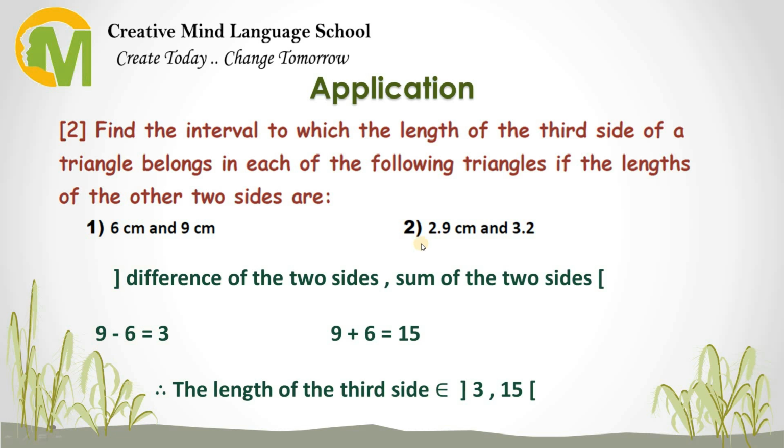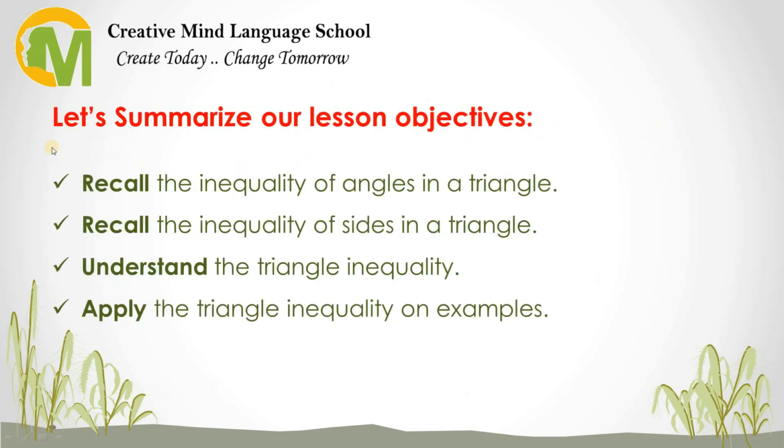Moving on to the second example, we here have the two sides 2.9 and 3.2 centimeters. Now it's easy to apply this rule. We will take the difference between the two numbers and the sum of the two numbers, and we will put them in an open interval. Therefore, the length of the third side belongs to the open interval (0.3, 6.1).